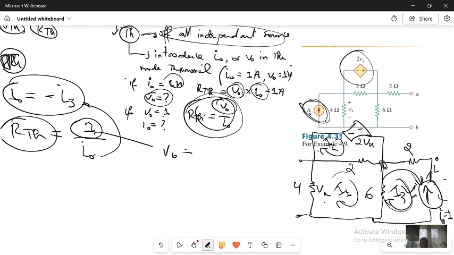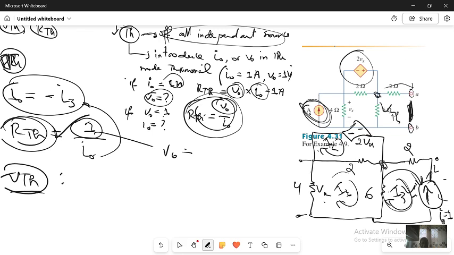Now how to determine VTh? I already determined RTh. To determine VTh is the same thing as before. You just bring back your current source, your independent source, and now you have to determine VAB. And VTh, since there is no current flowing here, since there is no load, it is open, VTh is this one, the voltage across this resistor.